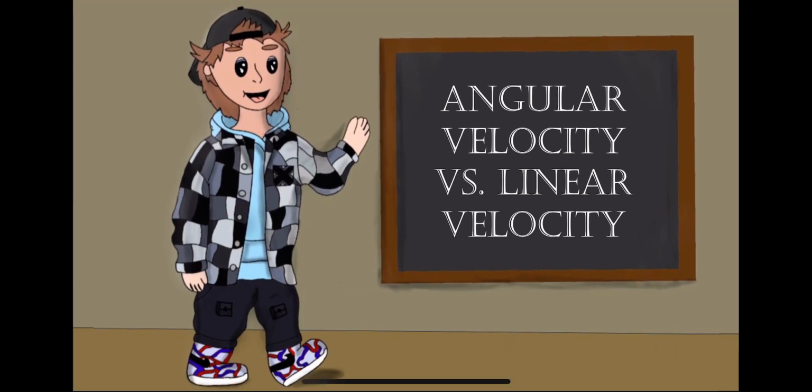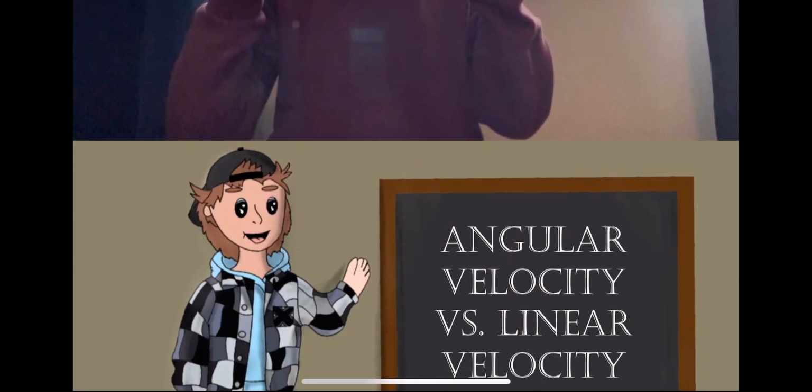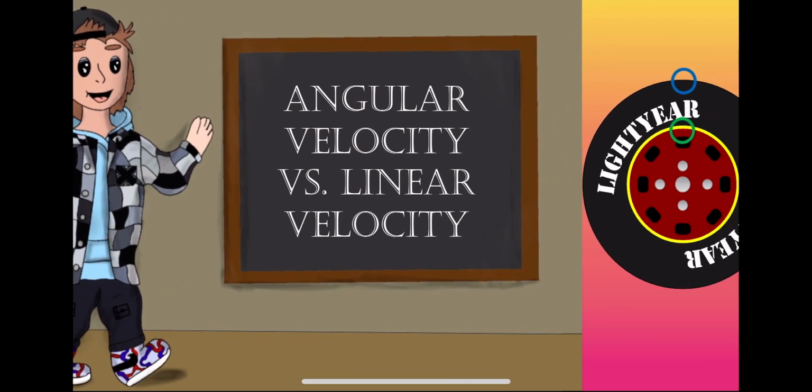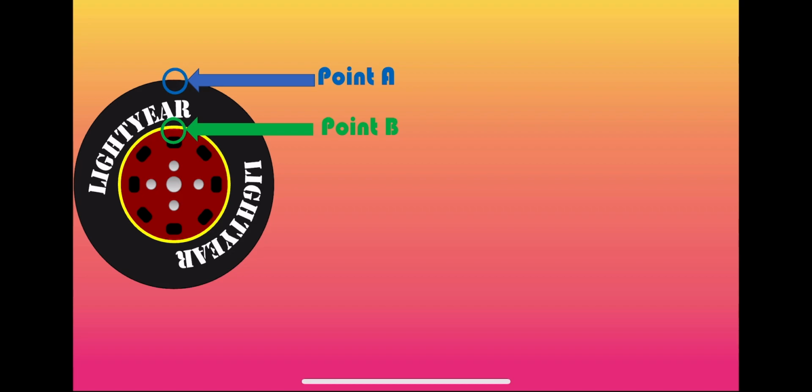You're probably thinking to yourself, okay, Sean, but why is this important? That's a great question, and here's why it's important. Let's place 2 points on this tire. We will call this point A and this point B. As you can clearly see, point A has a much larger circumference than point B, yet when the wheel completes one revolution, the 2 points finish at the same time.